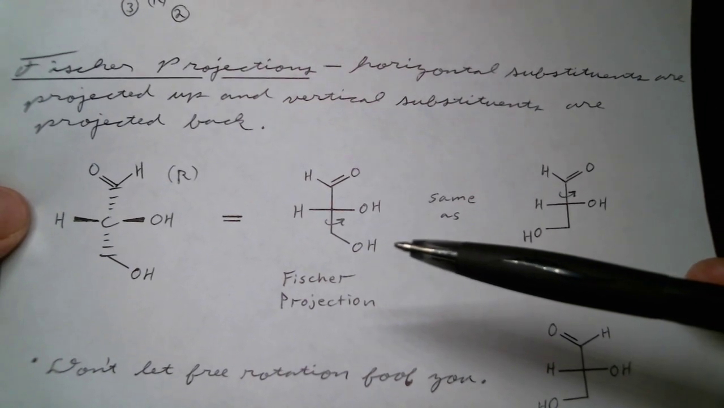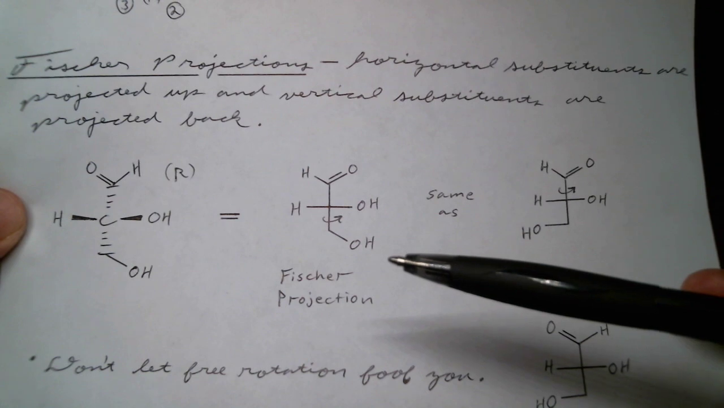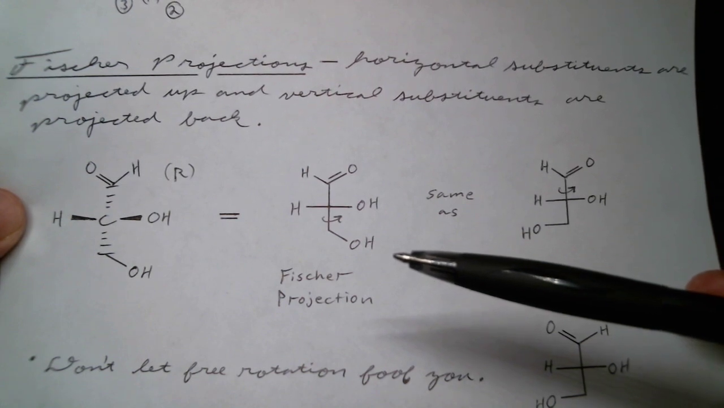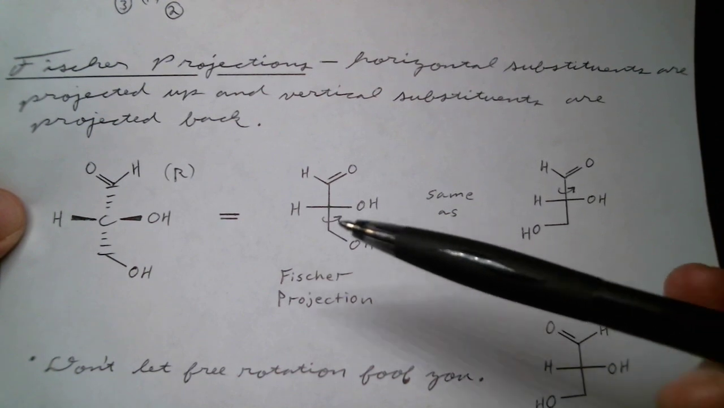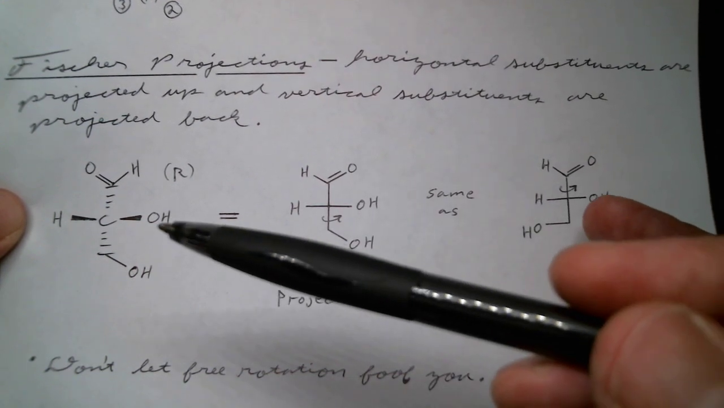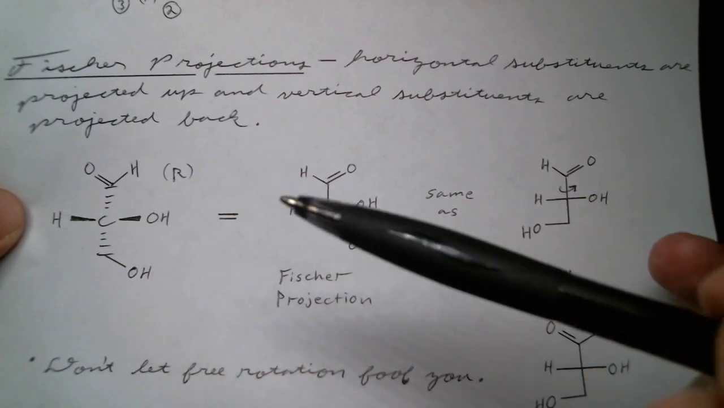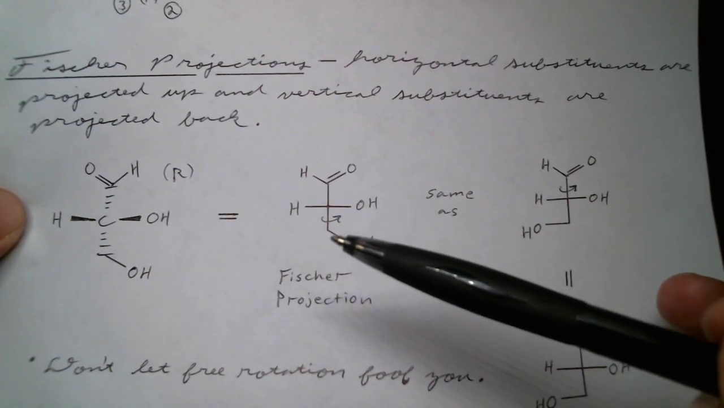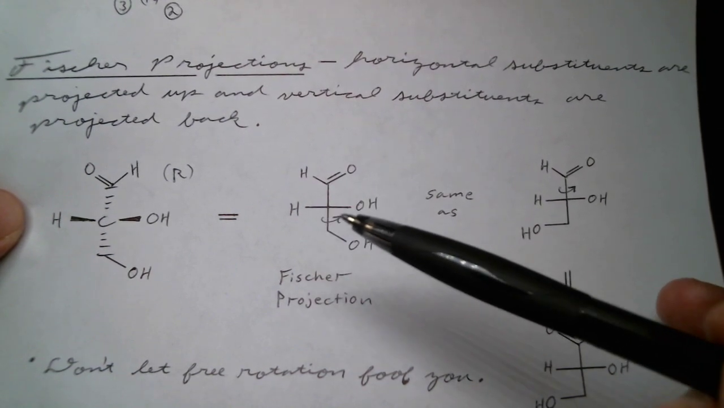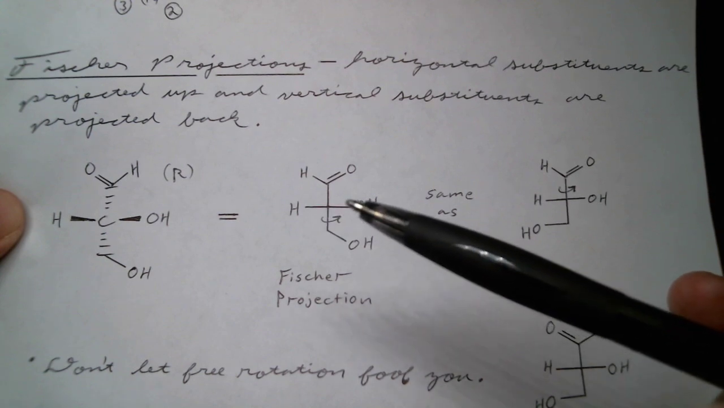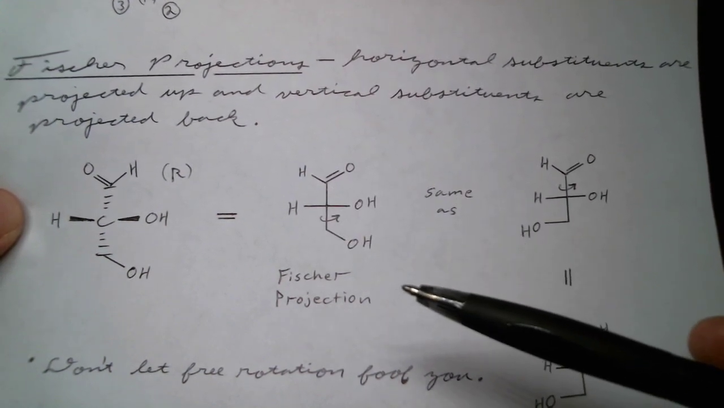Now, Fisher projections have their own rules. They're not exactly bond line structures. So we'll see what those rules are. Of course, like I said, we draw straight lines. We typically don't detail the carbon atoms with a big C, similar to bond line, but we have to remember that these horizontal substituents are coming up out of the plane of the page and the vertical substituents are going back.